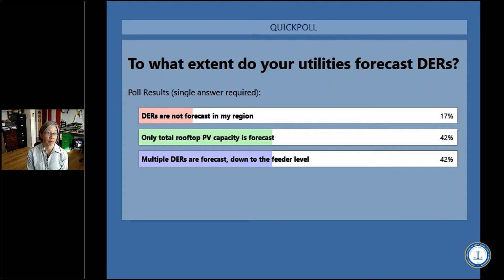Okay, so it sounds like people in this region are actually doing quite a lot of DER forecasting, so that's excellent.